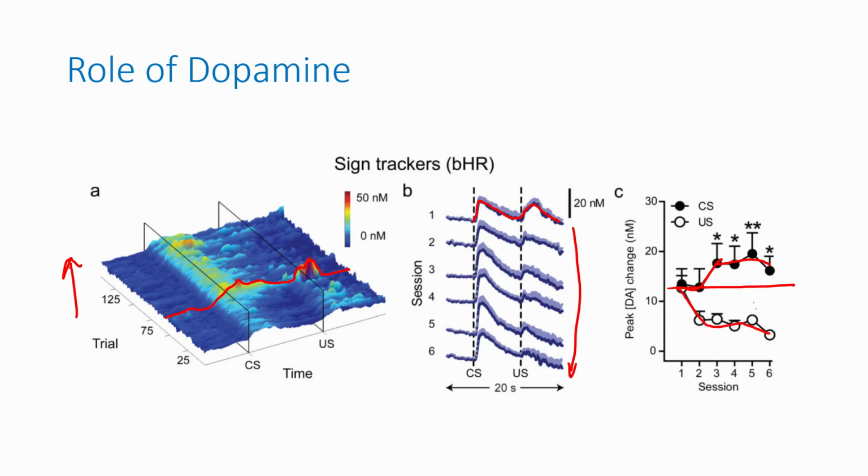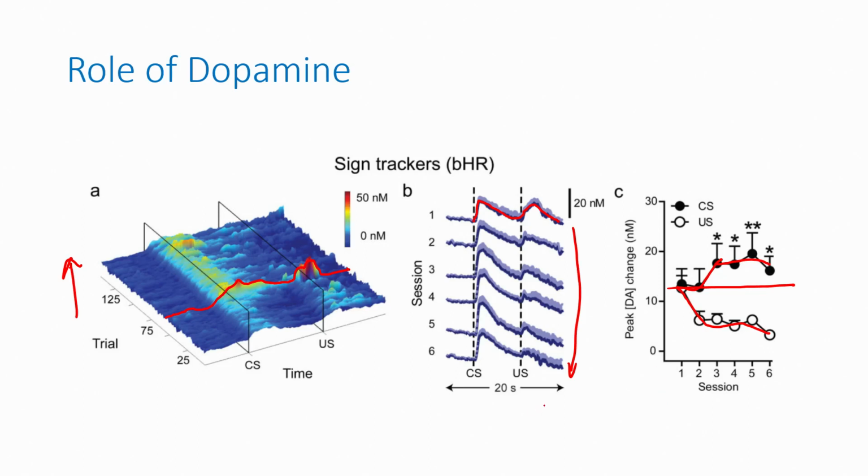Now, here is the example where the animal actually thinks that the CS is the US, that the CS itself is rewarding enough. It is actually saying that okay, there is enough dopamine here, right. That is to make it think that it is rewarding. They are sign trackers, right.